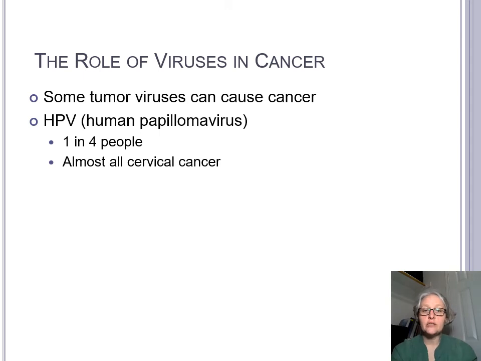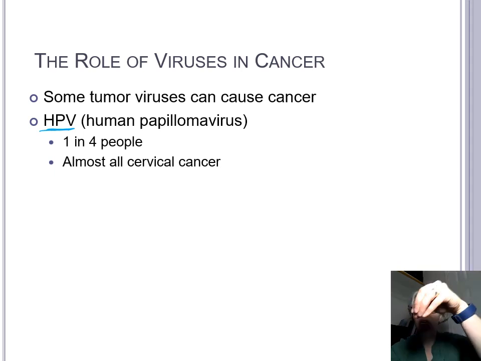Viruses can also cause cancer. Some tumor viruses cause cancer. So if we think about a virus, right, a virus infects the cell, it comes in and then it inserts its DNA into a particular location. Sometimes when viruses do that, they put their viral DNA in exactly the wrong place in our cells, and that can cause cancer. One example is HPV, human papillomavirus. 1 in 4 people have human papillomavirus infections. It's just a very common infection. But for some people who have been infected with that human papillomavirus, that viral DNA is inserted in just the wrong place and it causes cancer.